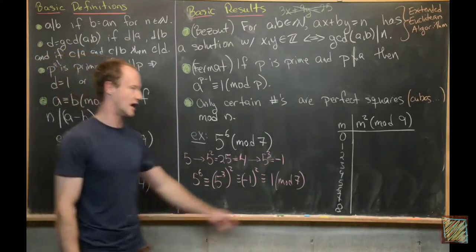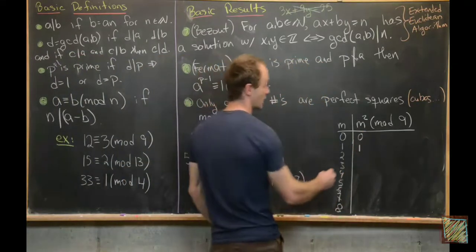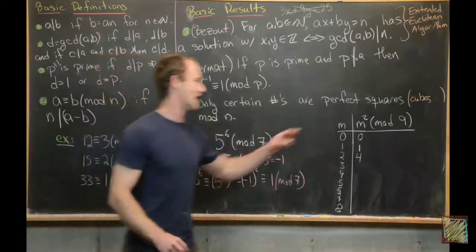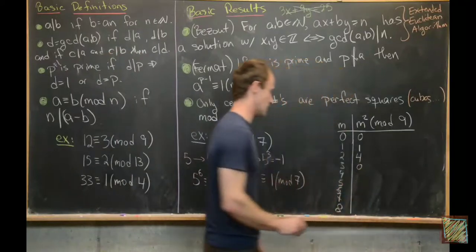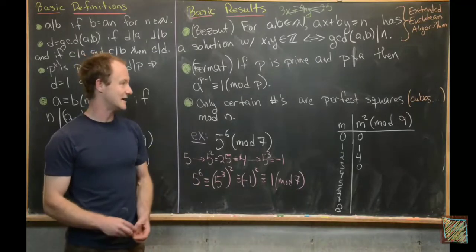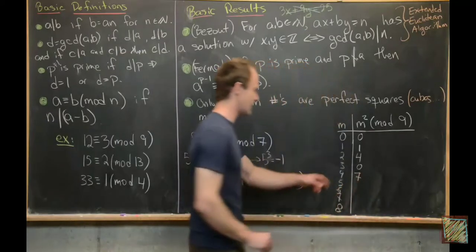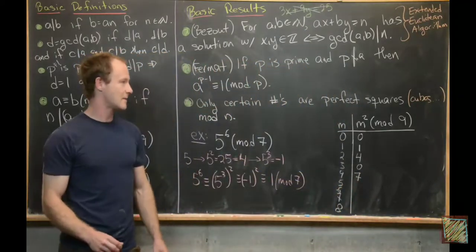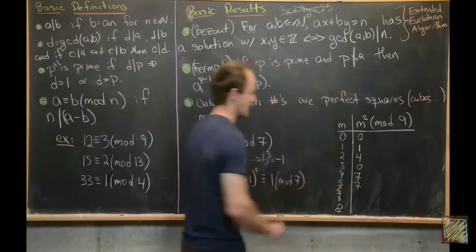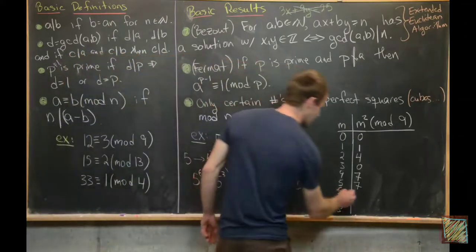So what I want to do is square each of those numbers and see what the output is mod 9. If I square 0, I'll get 0. If I square 1, I'll get 1. If I square 2, I will get 4. If I square 3, I will get 9, but 9 is equal to 0 mod 9, so I've got 0. Next, if I square 4, I will get 16, but notice 16 is equal to 7 mod 9. If I square 5, I'll get 25, but notice 25 is also 7 mod 9. If I square 6, I'll get 36, but notice 36 is 0 mod 9.